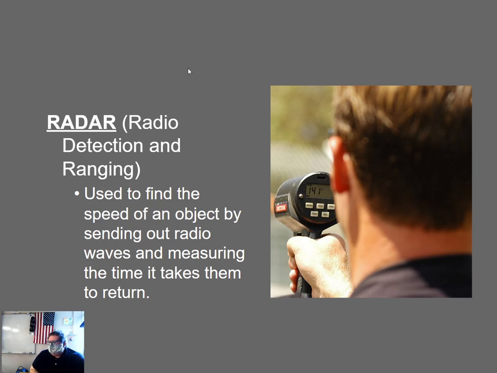These are also used in radar guns. Radar actually stands for radio detection and ranging. So if you get pulled over by a police officer because you were driving too fast, the way they know you're going fast is because they use a radar gun. Specifically, as we previously discussed, they can use radar along with the Doppler effect to determine your speed.